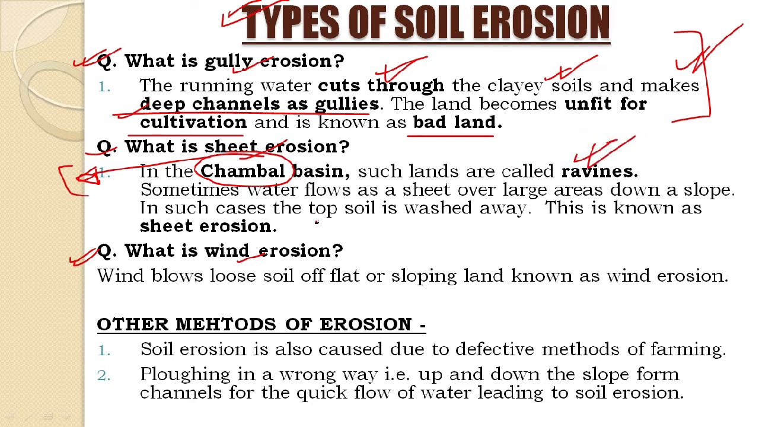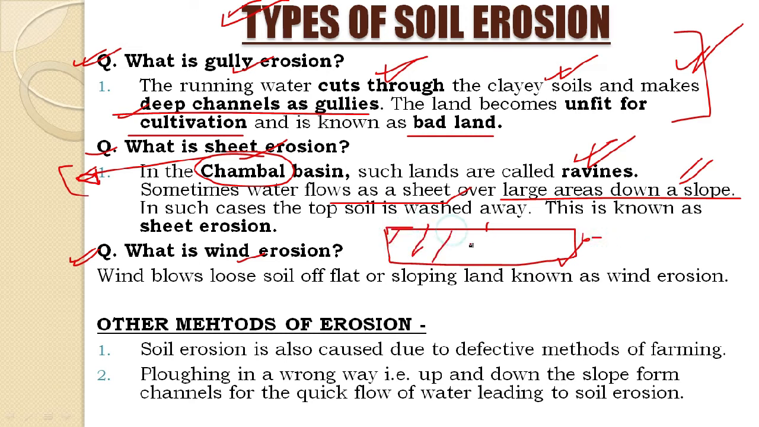Now we see sometimes water flows as a sheet over large areas down a slope. Sheet means water will flow like this. It will have a length and a breadth in structure, and when you see the length and breadth, you will be able to find that this appears as a sheet. Can you relate it?